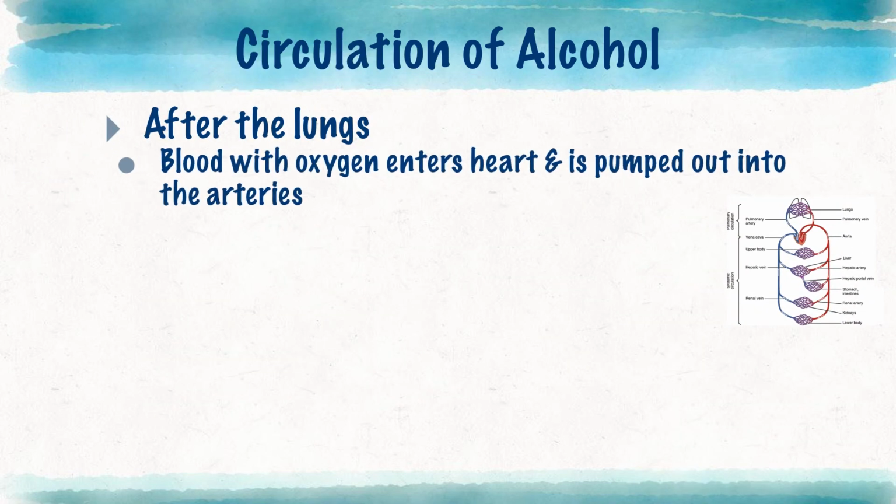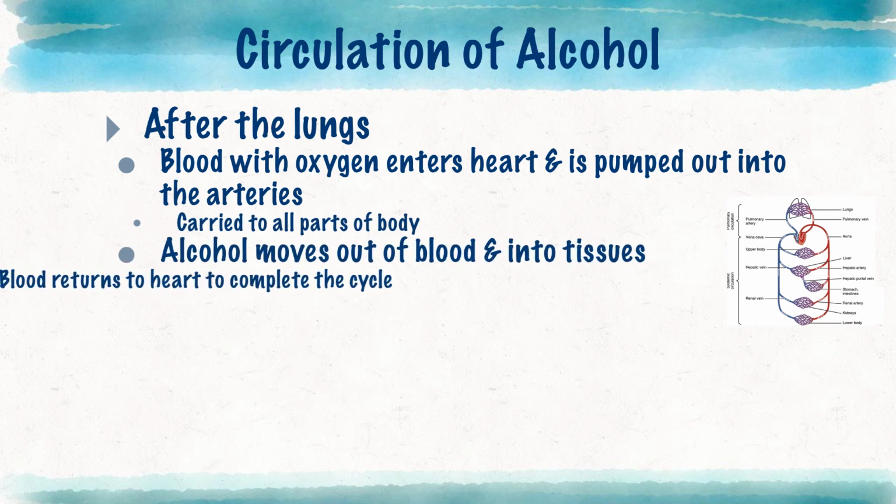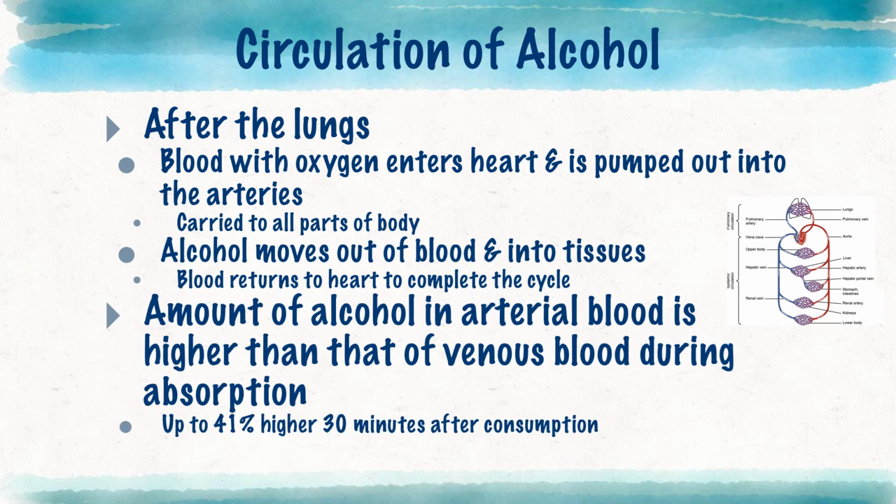After the lungs, the blood, now with oxygen and still some alcohol, enters back into the heart and is pumped out into the arteries and carried to all parts of the body. Any alcohol that still remains in the blood then moves into the tissues, and the blood returns back to the heart to begin the cycle again. It'll continue like this until all of the blood has been processed and excreted.